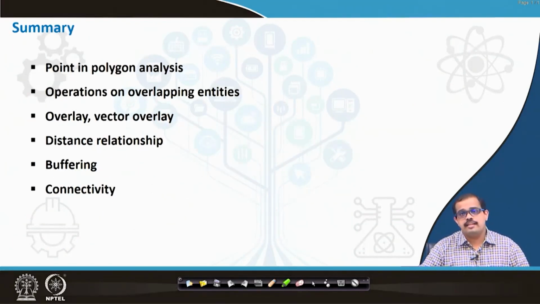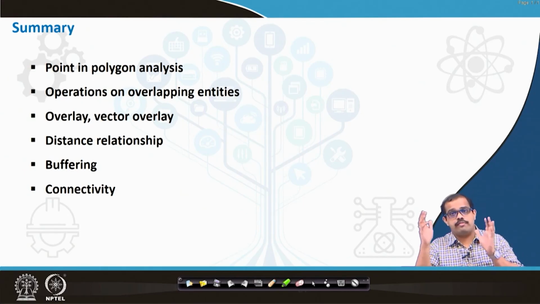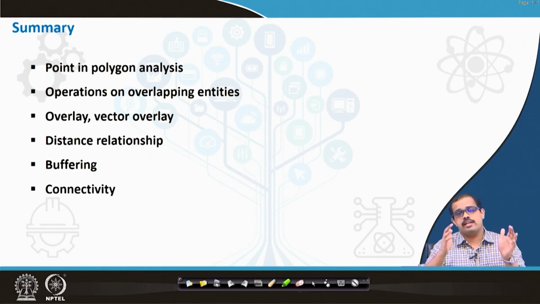As I said, first we looked at point in polygon analysis, wherein we looked at what is a simple problem, what is a complex problem, and what is a problematic problem. Look at those issues when you are doing point in polygon analysis, and we looked at how overlapping entities can be operated. For example, we looked at how a line entity is operated on a polygon, or how a line entity is used for various analysis. Then we looked at vector overlay and buffering, and how buffering can be done, whether in an urban scenario or in natural resource management.